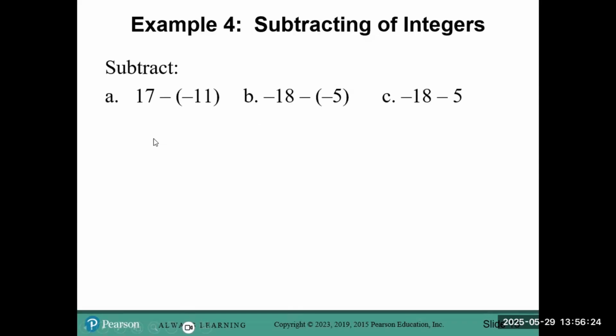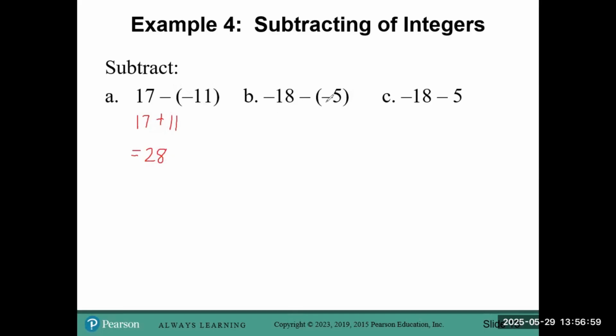Some examples now. For the first one, I have 17 minus negative 11. So I can think of that as adding the opposite of negative 11. And the opposite of negative 11 is 11. So 17 plus 11 is 28. Another way of thinking about this in terms of money is that if I owe $11 and you're going to take away that debt, now you basically gave me $11.